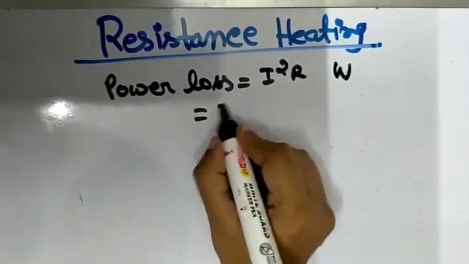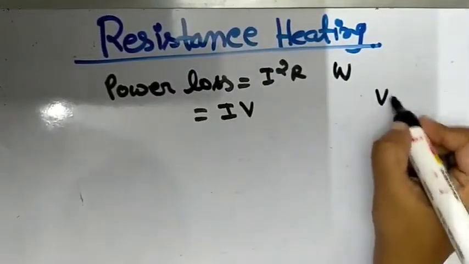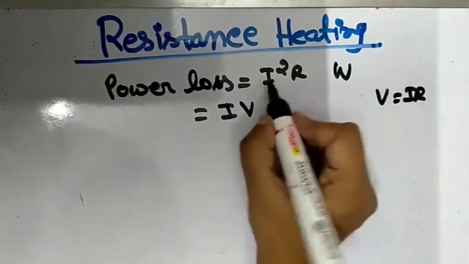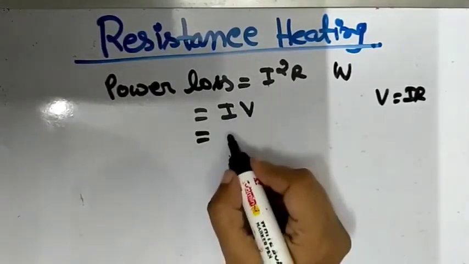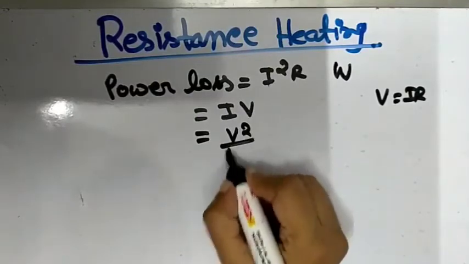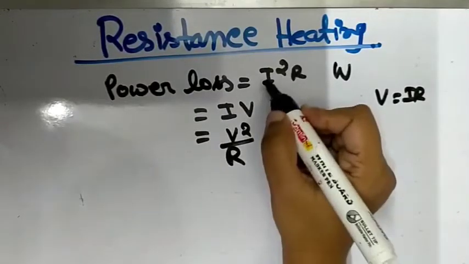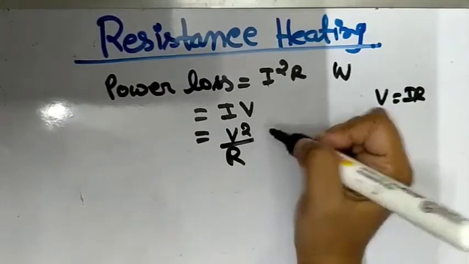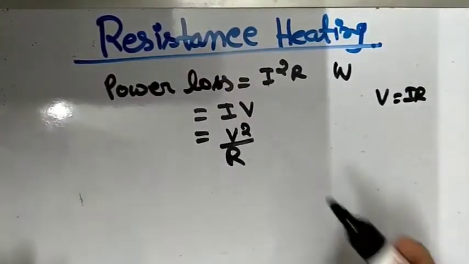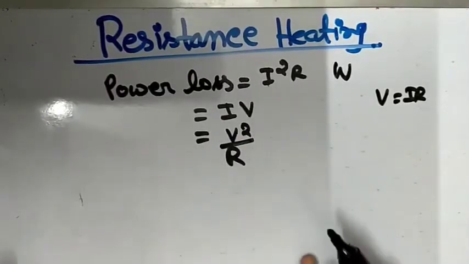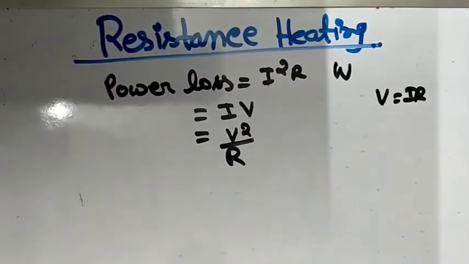This is equal to I into V, because V is equal to I into R. So, in place of I into R, we can write V. And this is equal to V square by R, because I square is equal to V square by R square, R and R cancel out. So, power loss we can write equal to V square by R also, where R is the effective resistance of the element.